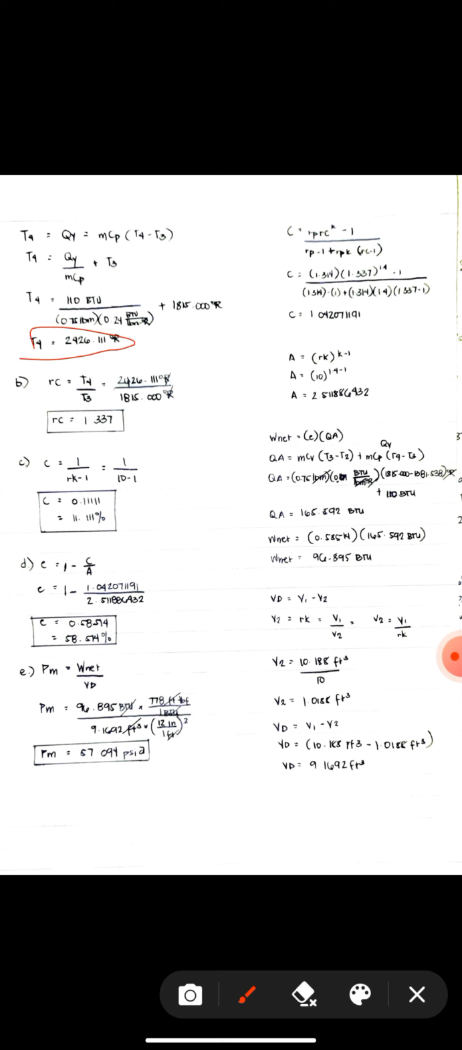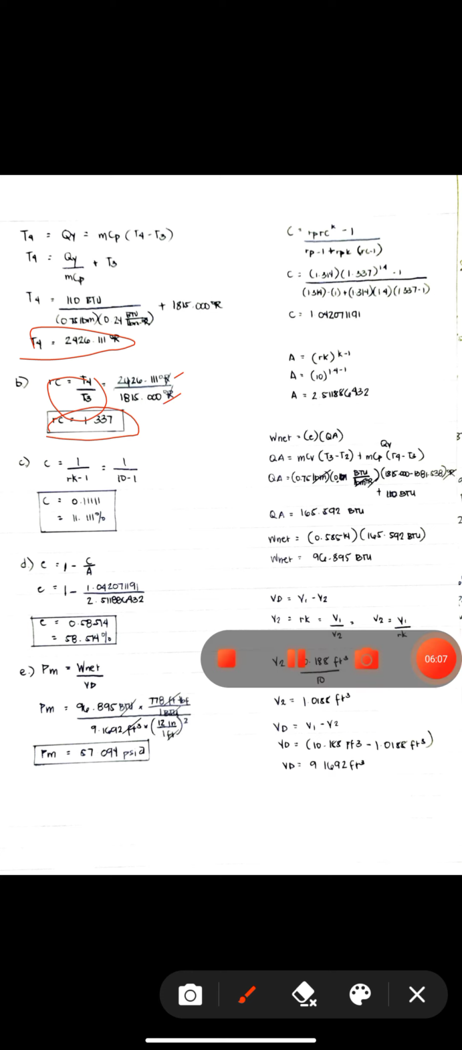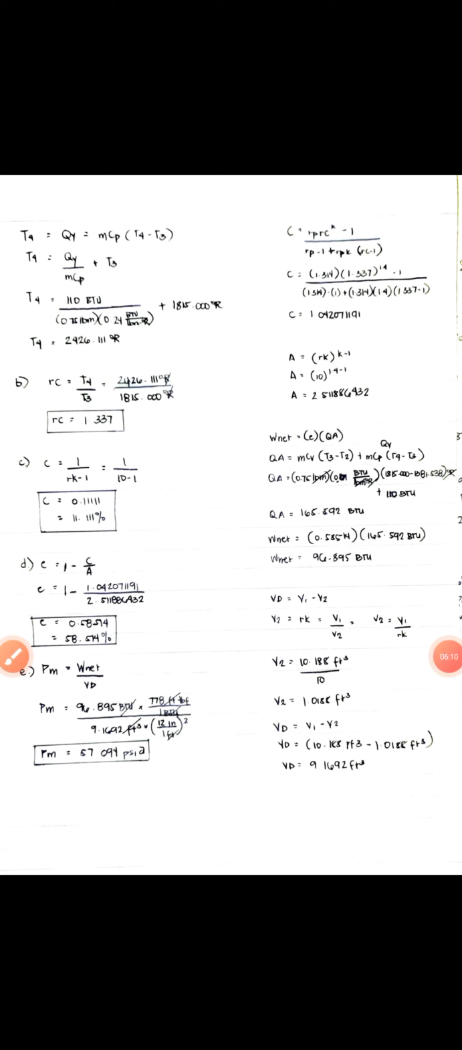So, meron na tayong T4 at meron na din tayong T3. So, masasolve na natin yung ating RC. RC equals to T4 over T3 equals 2426.111 degree Rankine over T3 na 1815.00 degree. So, yung RC natin is 1.337. So, next naman is yung for ating C. So, C equals to 1 over RK minus 1. So, yung RK natin is equal siya sa 10. So, substitute tayo. 1 over 10 minus 1 equal siya sa C equals 0.11111 or 11.111%.